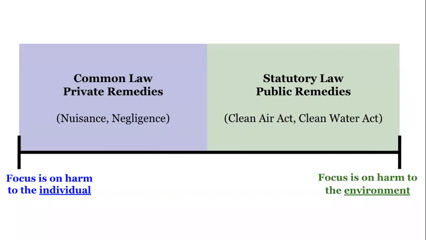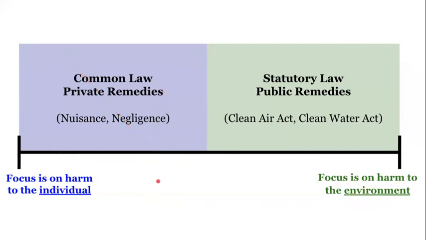I can bring this forward. I think we've identified this in the past, in the previous section or in the overview. Here we have a general spectrum, just as a way of visualizing and summarizing a lot of what I just talked about. If we had a spectrum where, on the left-hand side, the focus is on harm to the individual, and on the right-hand side, the focus is on harm to the environment, then we can separate these two categories.